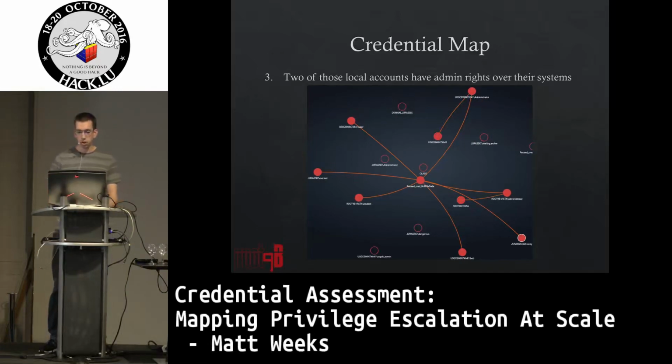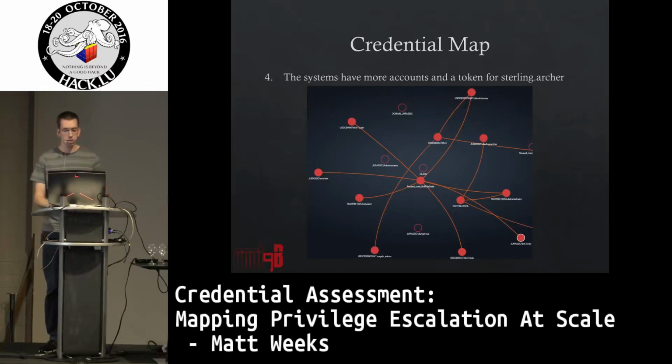So 2 of these local accounts have admin rights over their respective systems. So these are probably the built-in local administrator account on those systems. So if you had compromised Baloney's account, you could then use that password or that hash to then compromise these other systems. And once you had compromised those other systems using these other accounts, you could steal the Kerberos ticket, password hash, or password from any of the people who are logged into those systems.